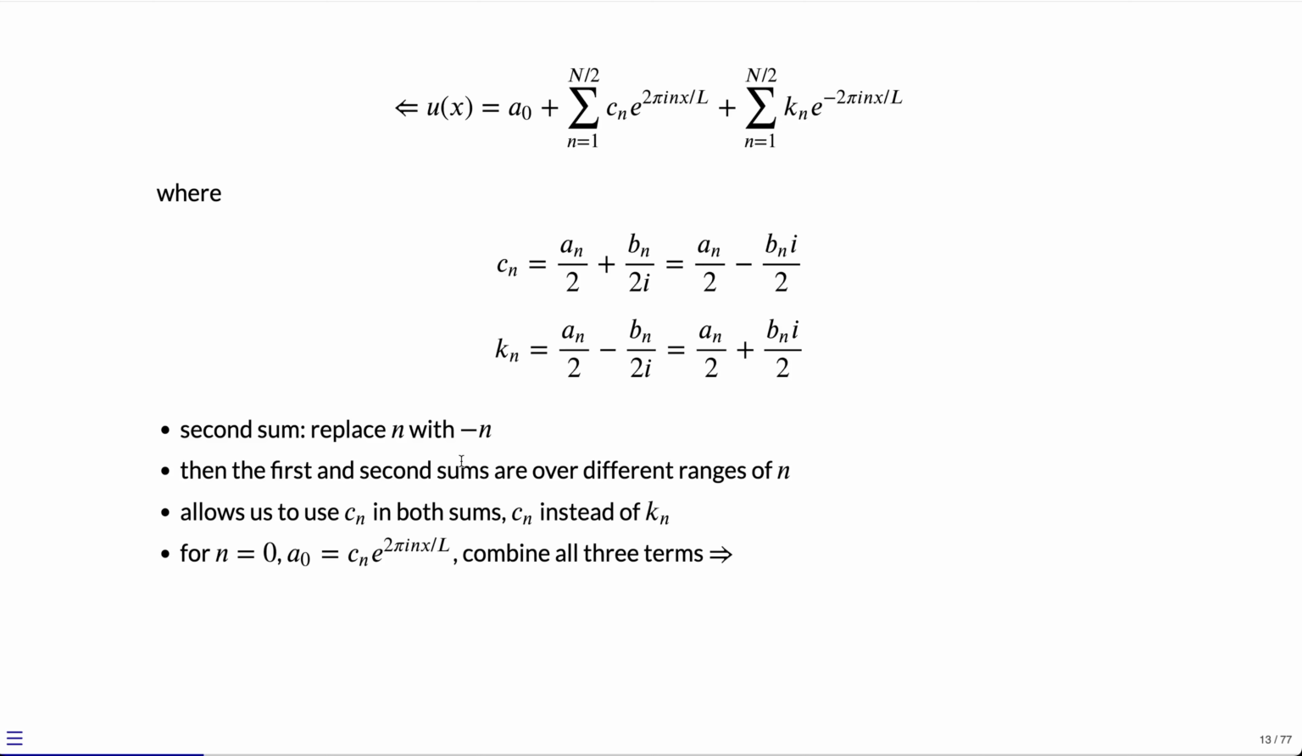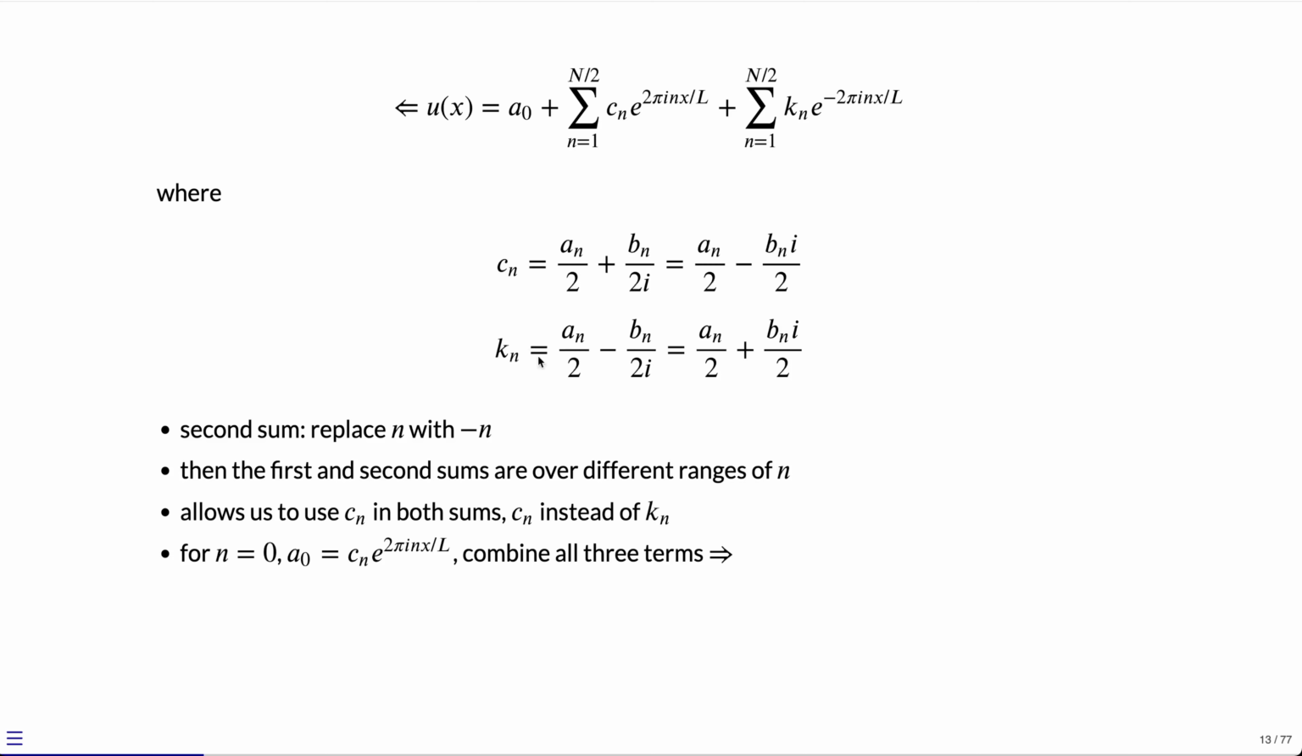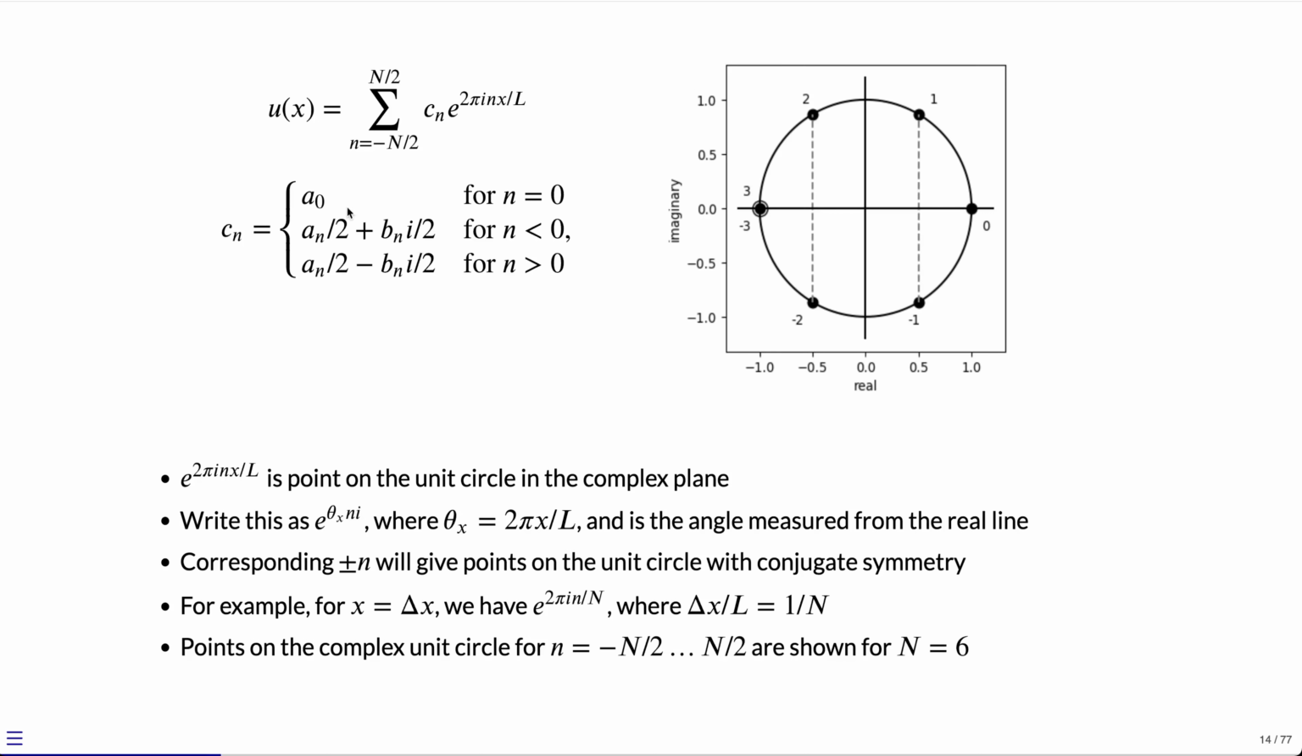Okay, so let's do that. Also, we're going to incorporate a 0. So when n is equal to 0, this exponential term is just 1, so we can just fold a0 into this new sum term, and we get the following. So we go from n is minus n over 2 to n over 2, Cn e to the 2 pi i n x over L. And we've got to be careful with our Cn's here. So being careful with what we did, we have Cn is A0 when n is 0, Cn is an over 2 plus bn i over 2 for negative n, and as shown for positive n.